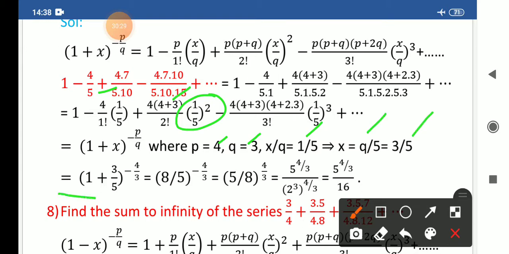So the answer is (1 plus x) whole power minus p by q. 1 plus x is 3 by 5, power minus p is 4, q is 3. So (8 by 5) power minus 4 by 3. To eliminate this minus, you take the reciprocal: 5 by 8 power 4 by 3. So 5 power 4 by 3 over 8 power 4 by 3. You write this 8 as 2 cube. So 5 power 4 by 3, here 3 cancels, 2 power 4 is 16.